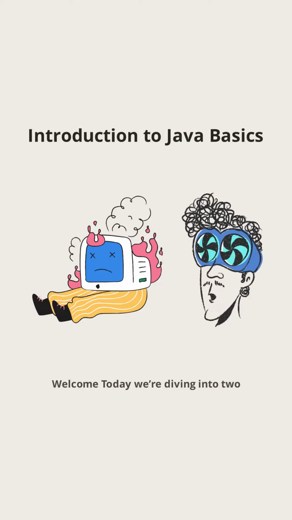Welcome. Today we're diving into two fundamental concepts in Java, methods and constructors. If you're new to Java or programming in general, understanding the distinction between these two is crucial for writing effective code. Both methods and constructors look similar at first glance, but they serve very different purposes in your programs. In this video, we'll break down what each one does, how they're defined, and why it matters.